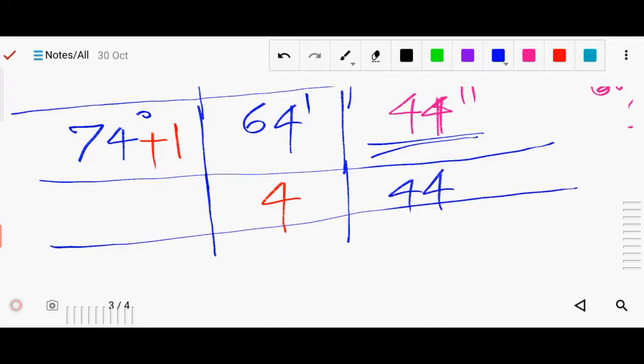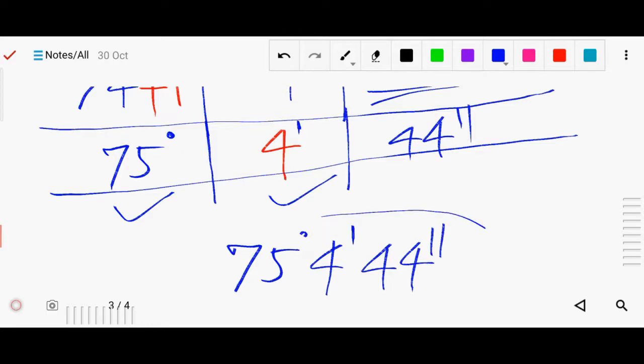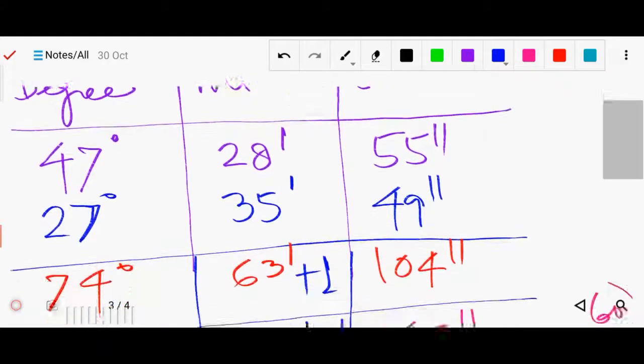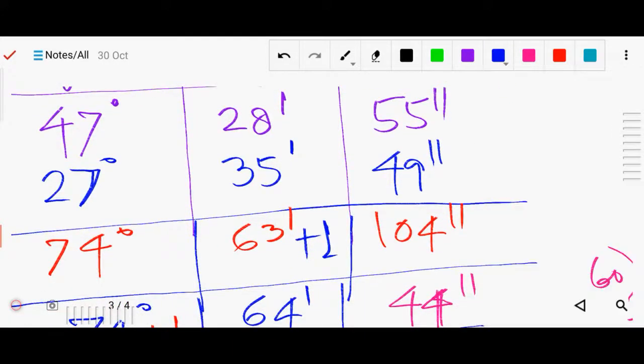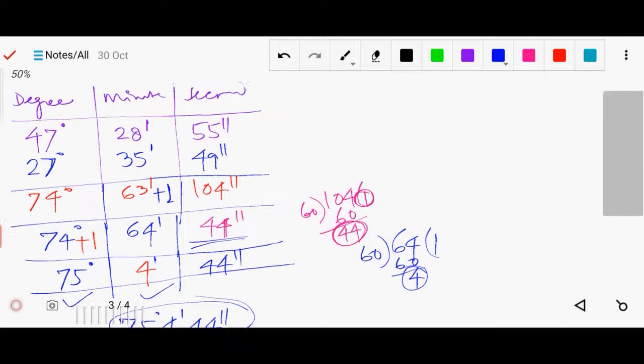Next, this side is 44. Okay, now 74 plus 1, 75. Now it is degree. Now it is correct, 75 degree 4. So you can write it all together, 75 degree 4 minute and 44 second. This is your answer. Okay, so you have to write in the table, and one by one you have to do it. Got it? In this way you have to do. Understood? This is your solution.